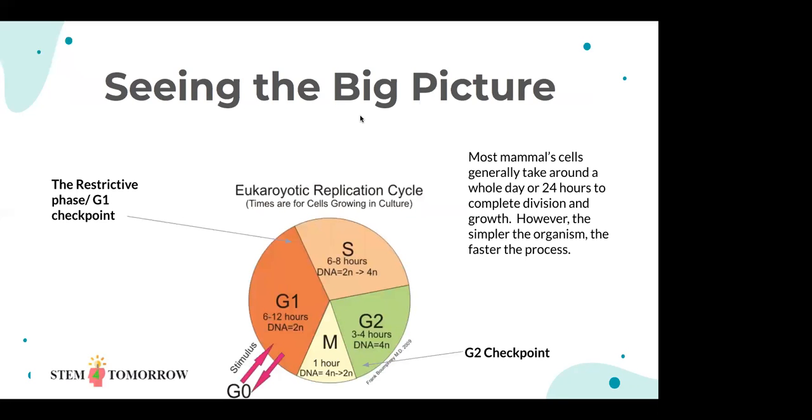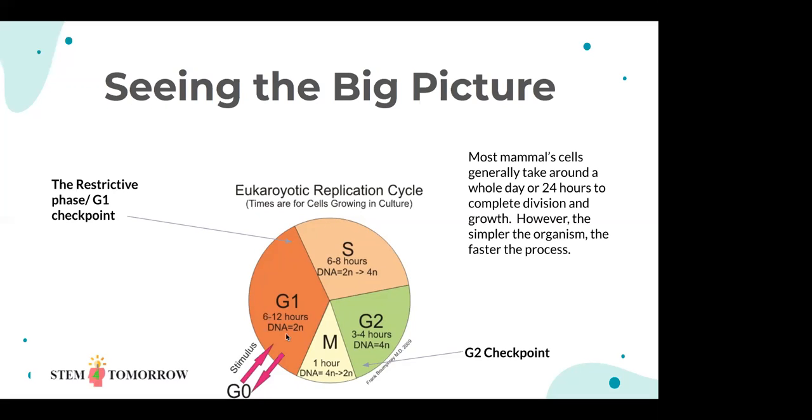So, seeing the big picture, this is the entire cell cycle, and you can see the different phases labeled as G1, S, G2, and M is mitotic phase. And you can see here, they didn't really draw it in the diagram, but right here is where the restricted phase slash G1 checkpoint is. It's pointing right at the end of the G1 and is moving in a clockwise motion.